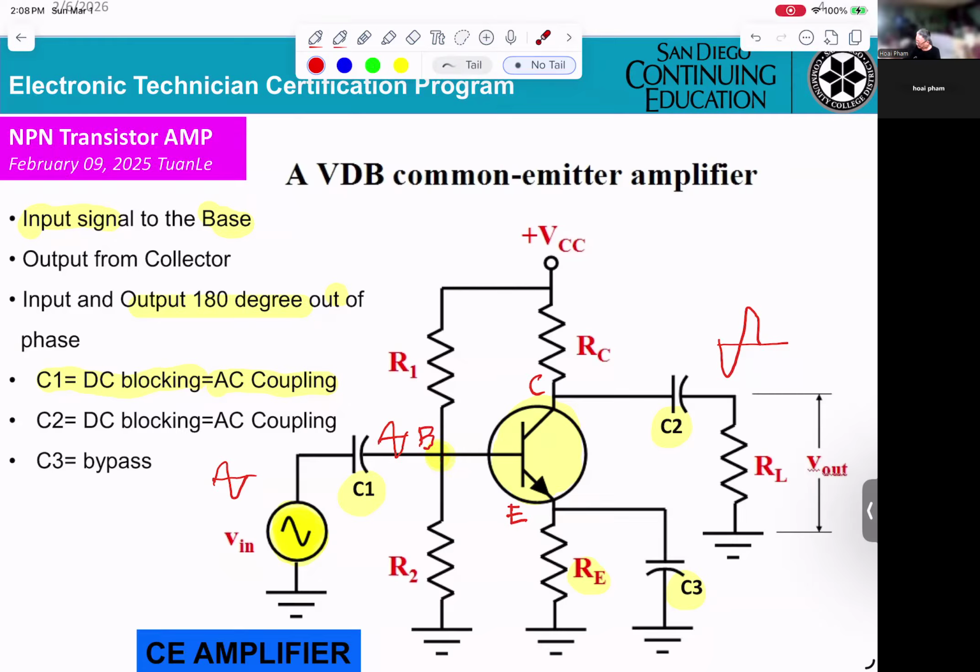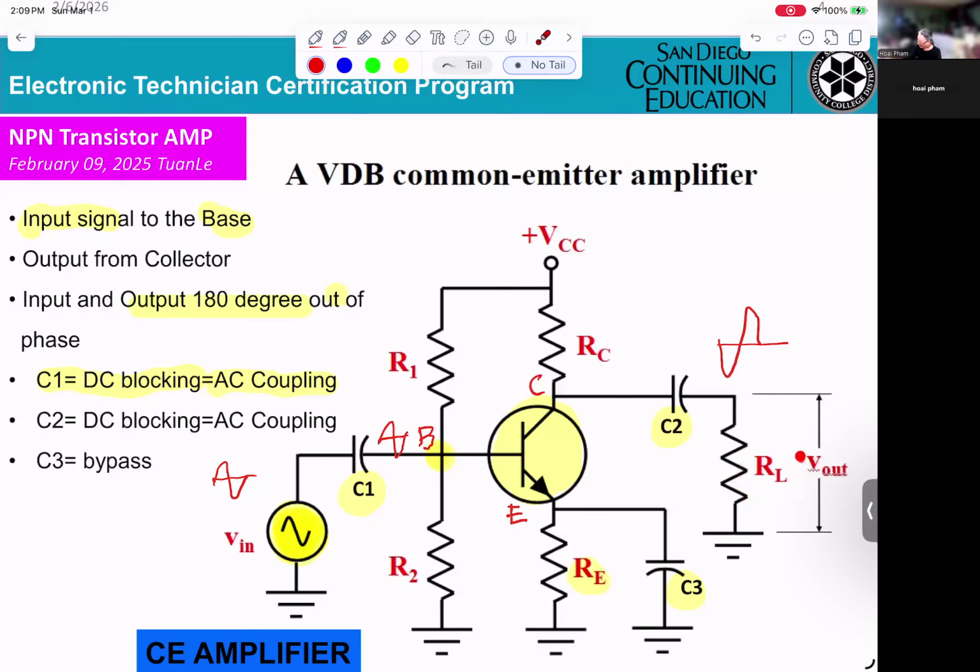Second thing, we already did the calculation at the collector. You get a DC voltage, and then you also get the AC voltage. So you get both voltages, one AC and one DC. Okay?